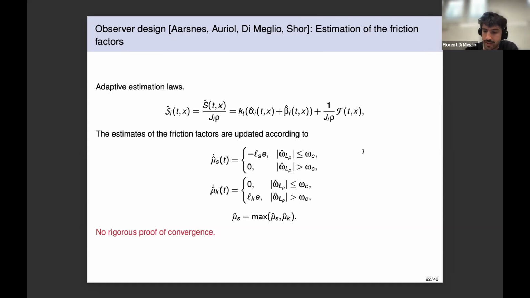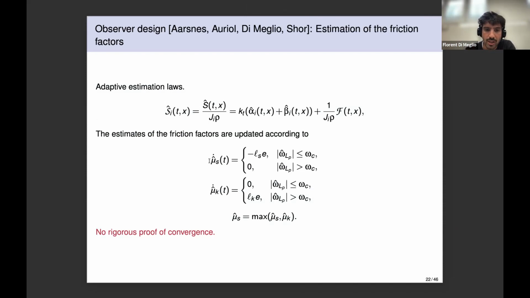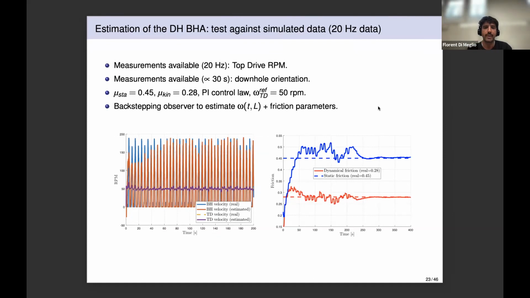Okay, so in the design of the coefficients p tau, p omega, etc., we are guided by rigorous proofs of convergence of these estimators in certain simplified conditions, whereas the static and kinematic friction estimators are much more heuristic, and so there's some more theoretical work to be done here to guarantee convergence, and we haven't succeeded so far, but we have tested these algorithms against simulated and experimental data.